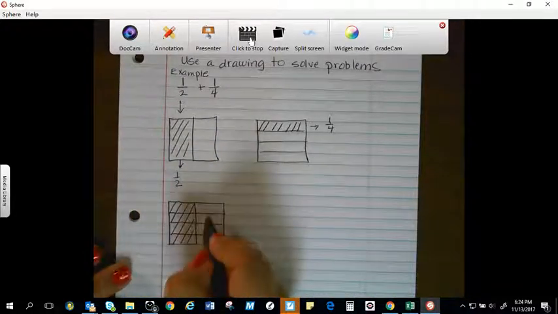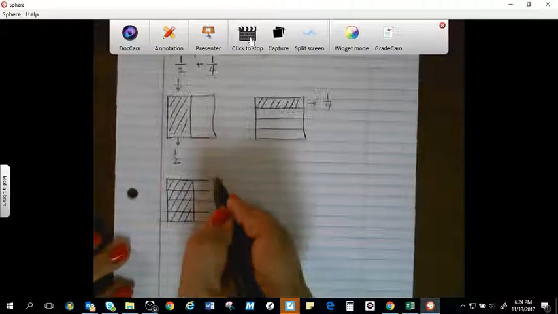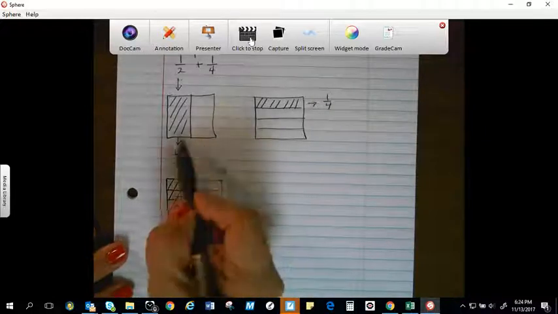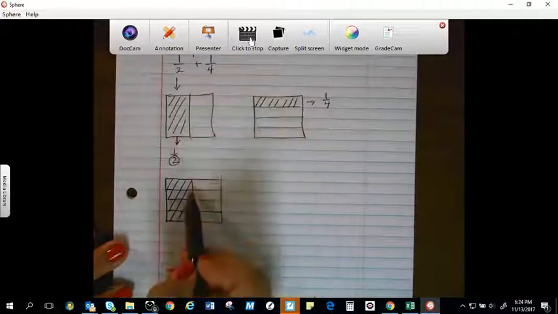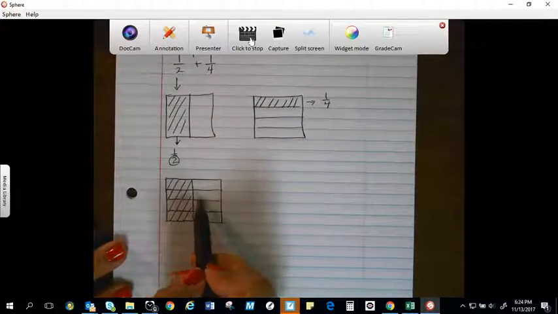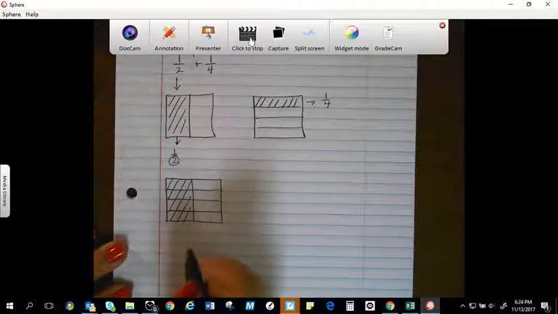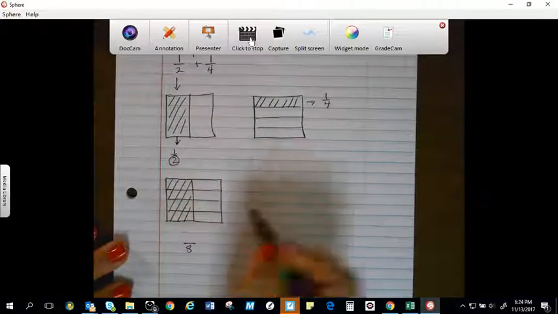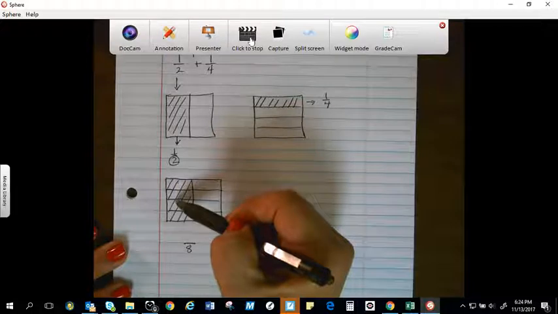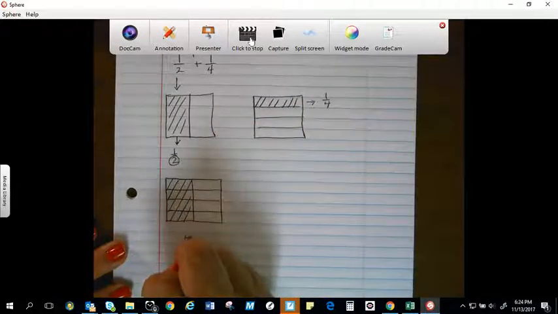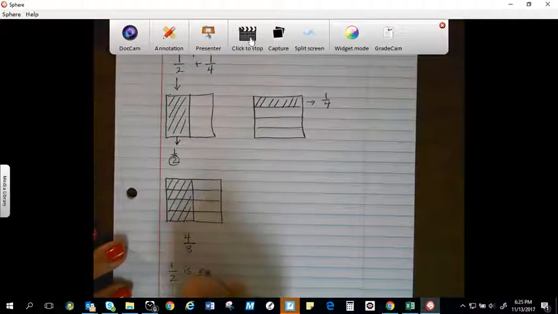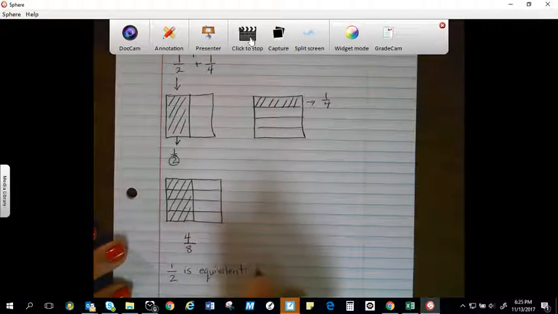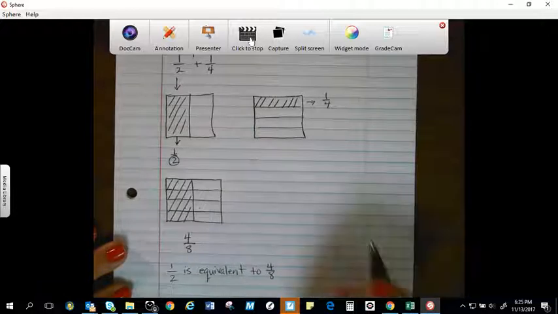Now I look at what I have, and I'm going to count the number of pieces because now my denominator will change. Here I had 2 total equal parts, that would be my denominator. Here I'm having 1, 2, 3, 4, 5, 6, 7, 8 total equal parts. And out of my 8, I have 1, 2, 3, 4 that are shaded. So now I know that 1/2 is equivalent to 4/8.